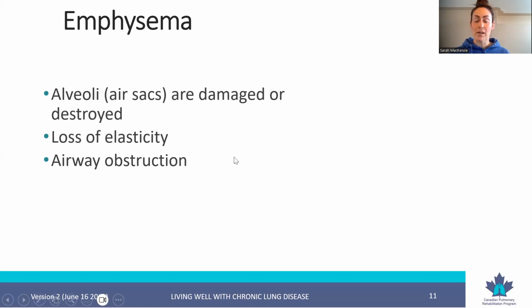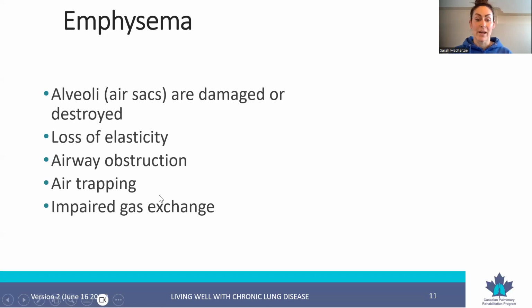Okay, so different than chronic bronchitis, where the problem is primarily mucus in the airways that obstructs the airways. Here it's old air. Okay, and that is what's called air trapping. When we talk about breathing techniques, there is a breathing technique called pursed-lip breathing that specifically reduces and treats air trapping with emphysema. Okay. This leads to impaired gas exchange.